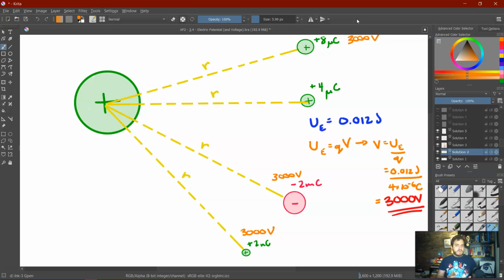So basically I've created a shortcut. Rather than having to do the whole calculation every time, I can just multiply the charge by the potential and get the electric potential energy. So let's go ahead and do that.